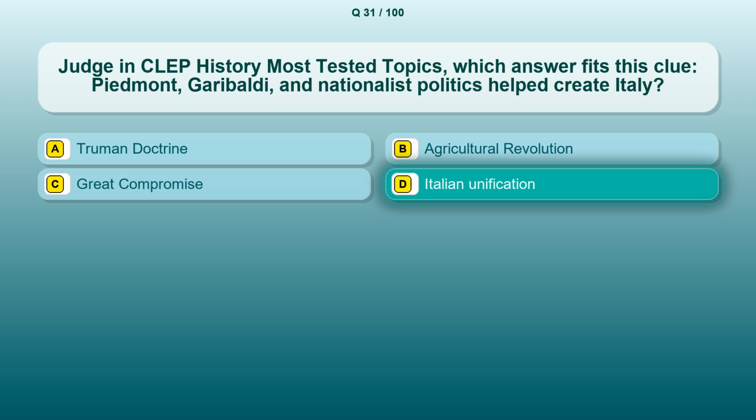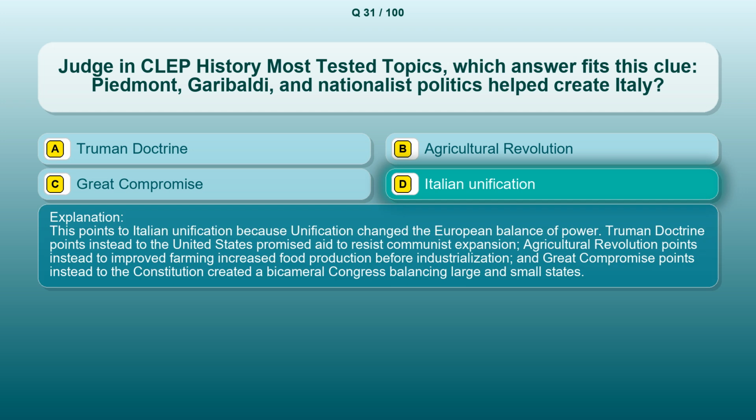The correct answer is option D, Italian Unification. This points to Italian unification because unification changed the European balance of power. Truman Doctrine points instead to the United States promised aid to resist communist expansion. Agricultural Revolution points instead to improved farming, increased food production before industrialization, and Great Compromise points instead to the Constitution created a bicameral Congress balancing large and small states.